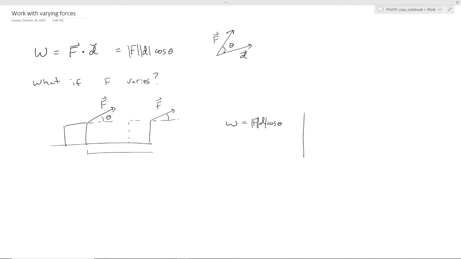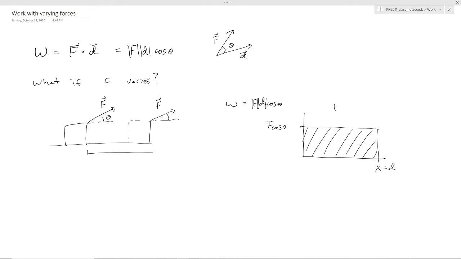is we could think of this graphically as a function of x. This would be F cosine theta, and since this force is constant, this would look like a rectangular region, the work. And this was all because the force wasn't changing.